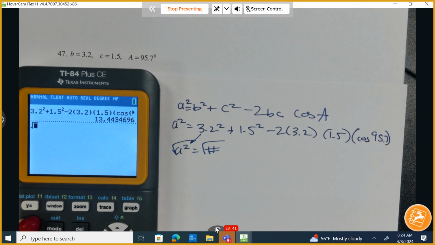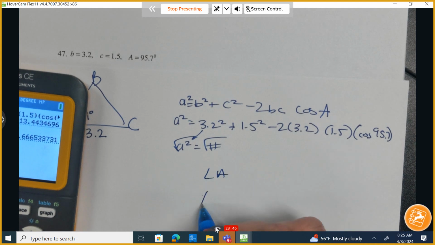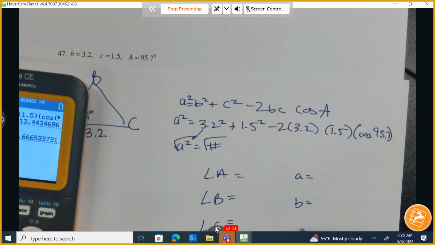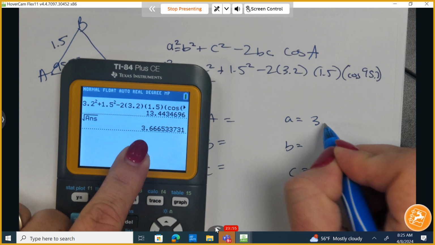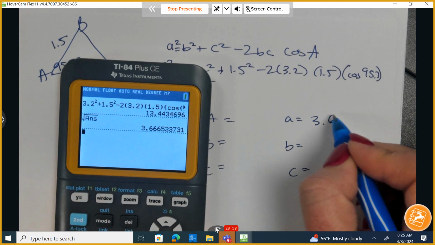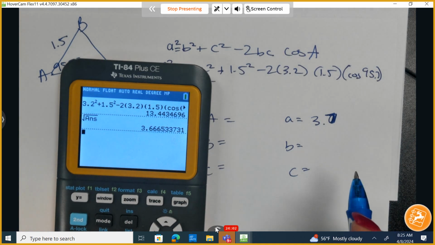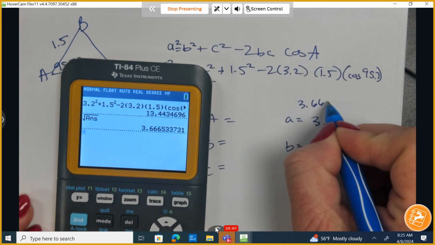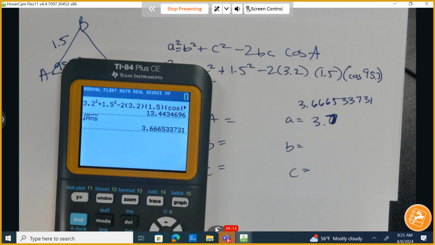Second square, second answer, and I have A, so angle A, angle B, angle C, side A, side B, side C. We have side A is approximately 3.6 or 3.7, I guess, if we round to the nearest. Yes. Now, because I'm going to have to use this for the law of sines, I'm going to actually write this down, 3.6665. Because the more times you round it, the less likely you are to have an accurate angle.